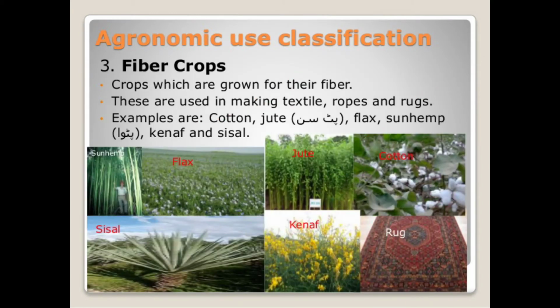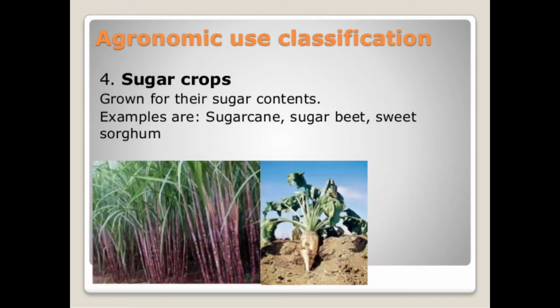Then the next crop is the fiber crop. These are crops grown for their fiber, used in making textiles, ropes and rugs. Examples are cotton, jute, flax, sunn, sisal and kenaf.